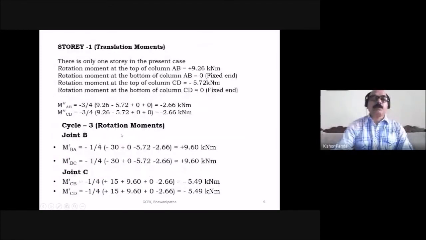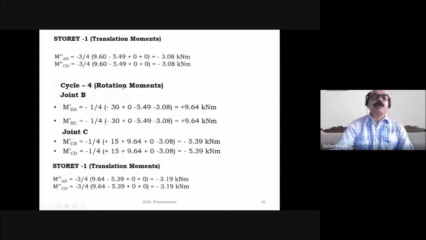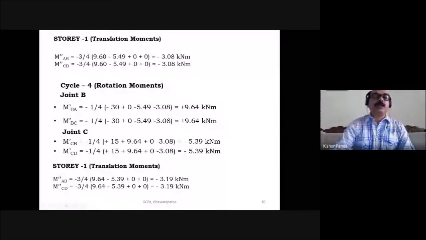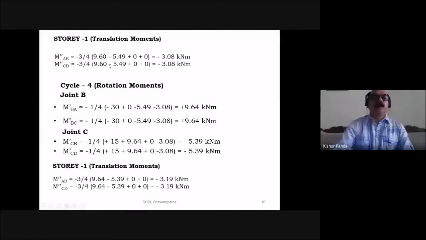Cycle 3, rotation over, then translation moment. So when you will find out the translation moment, M double dash AB or M double dash CD, what is the value you have to take? What value you got in the second cycle, the rotation moment of the top end of the vertical member, that you have to consider. And bottom end, that is your 0 due to fixed, and you have to consider the top 9.60 minus 5.49.